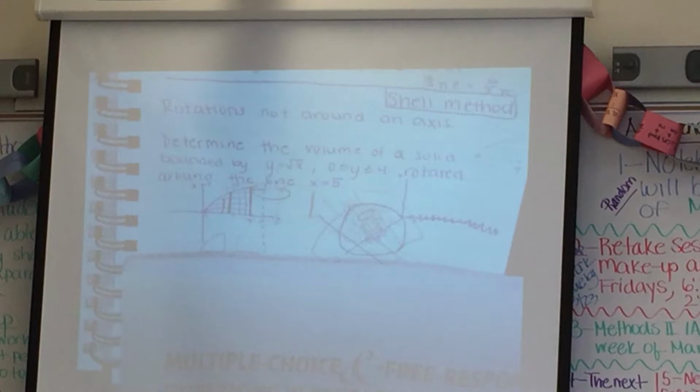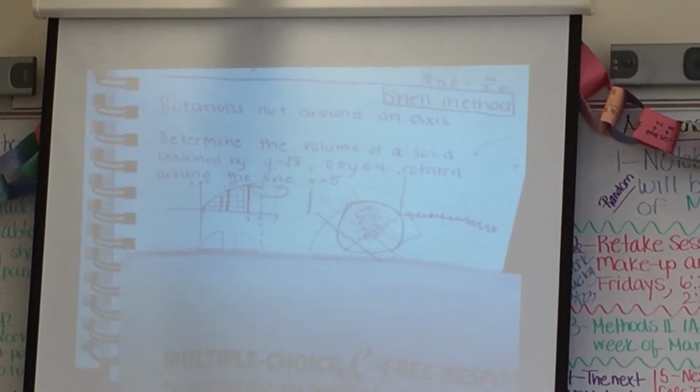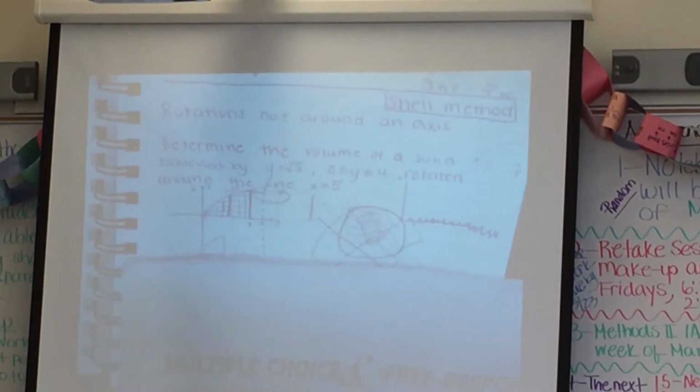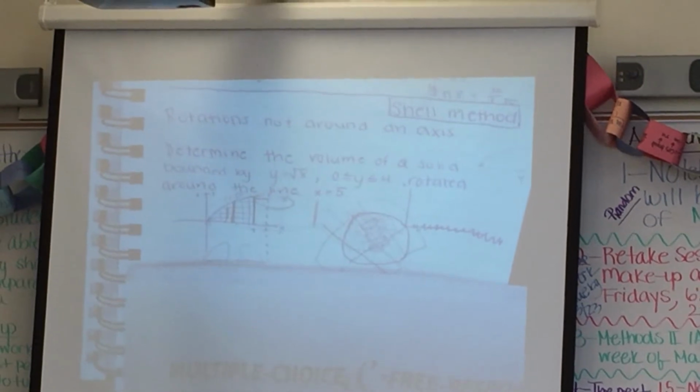And so that's why this other method exists, because slicing it in an x or y direction doesn't make sense unless you want to slice it into 4 separate objects and then find the volume of each of them and add them. So what we're going to do instead is called the shell method.